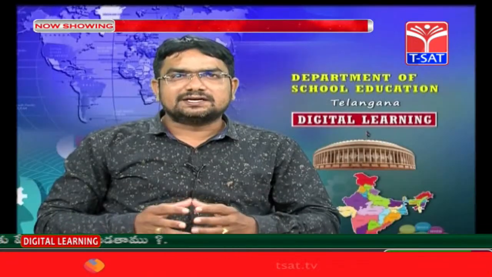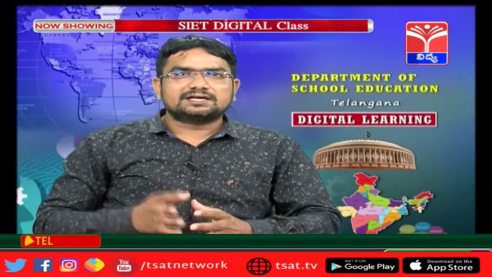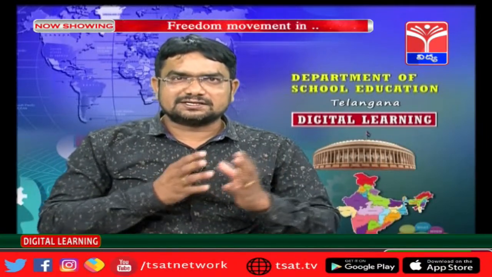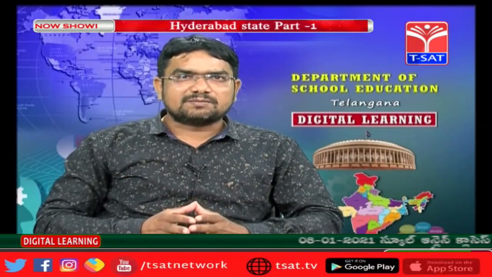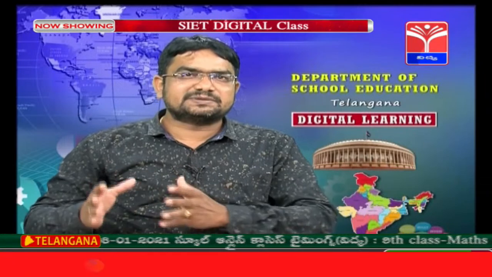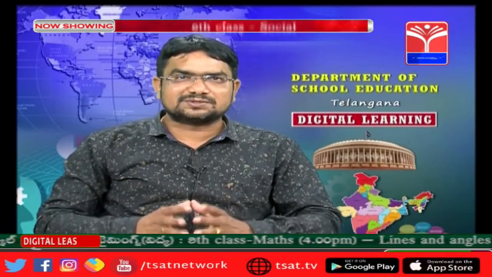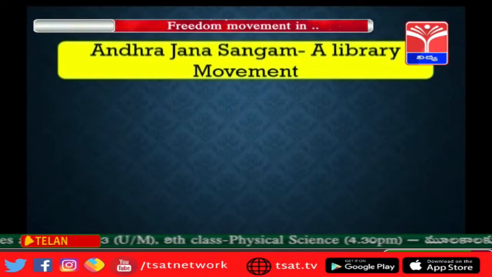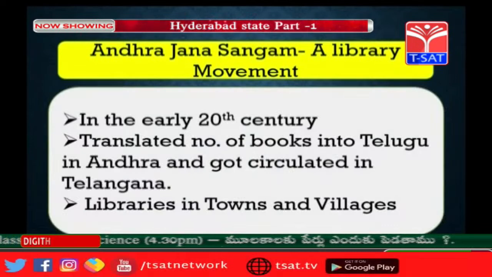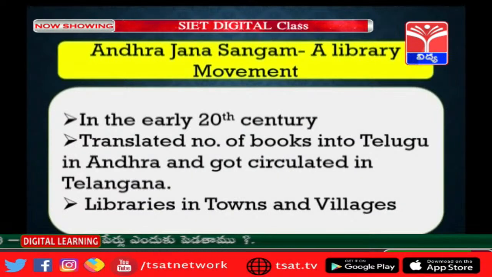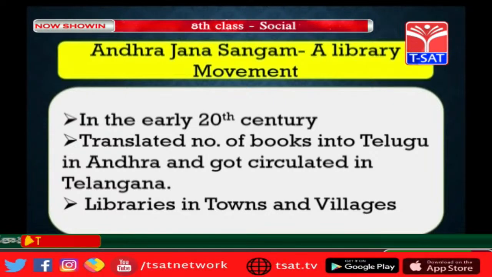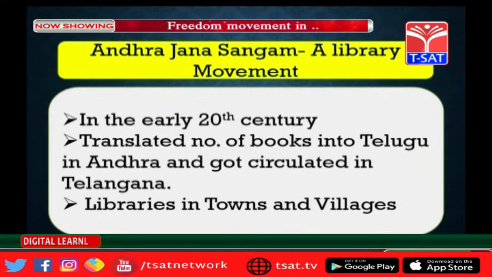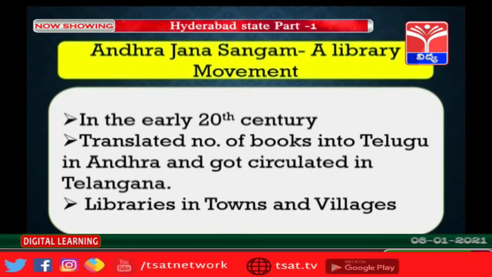Here let us understand a small irony: the ruler wanted to be an independent king of an independent state, that is Hyderabad state, but most of the people in Hyderabad state wanted to stay with independent India. Andhra Janasangam, a library movement, was set up to educate people. In the early 20th century, a number of books were translated into Telugu in Andhra and circulated in Telangana also. Most libraries were set up in towns and villages to educate people towards freedom.